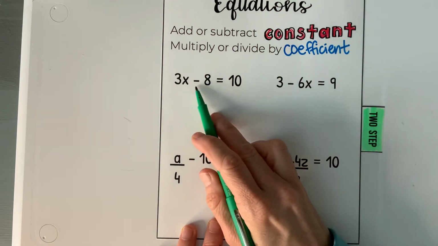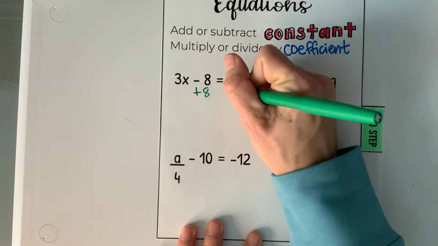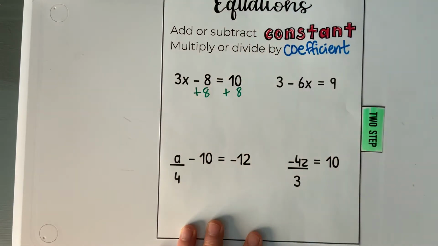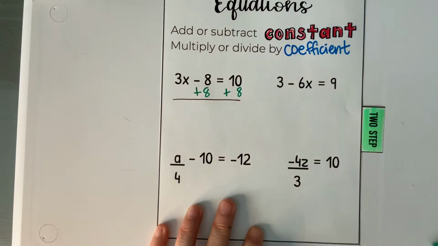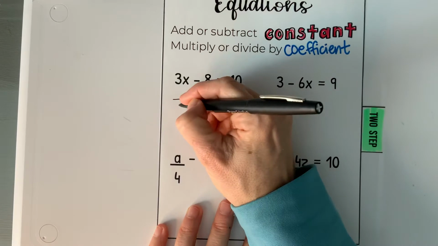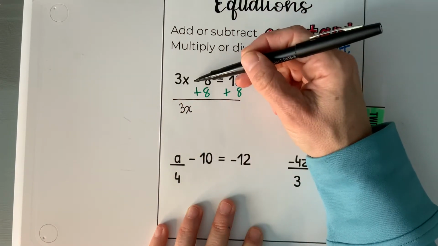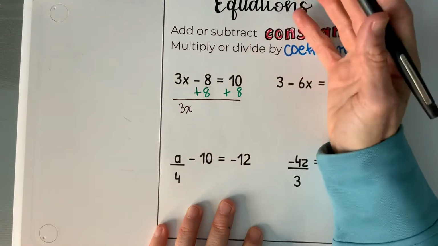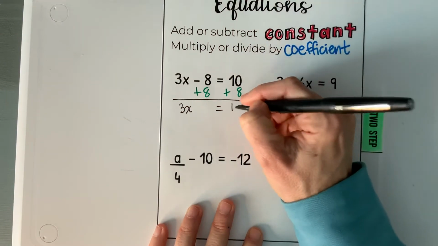So I now have a subtract 8, so I'm going to add 8. And what I do to one side, I have to do to the other. So I'm going to add 8 to that side. And I'm going to bring down my 3x. Now this term has been eliminated because negative 8 plus 8 is 0. And I bring down my equal sign. 10 plus 8 is 18.